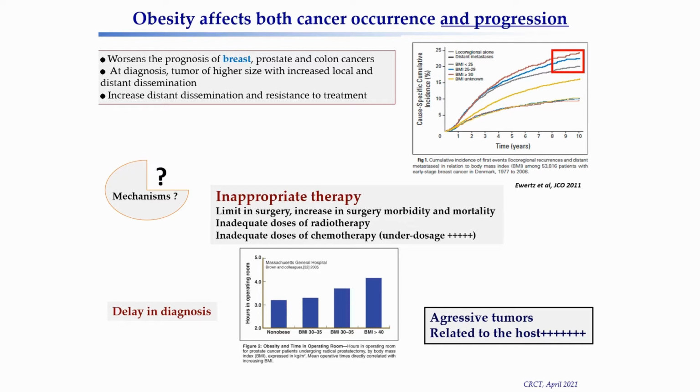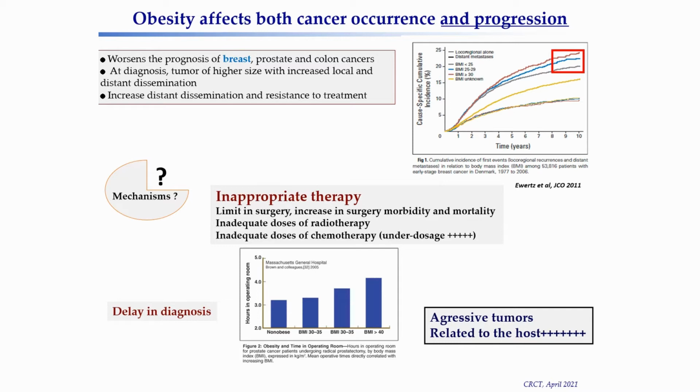But when you correct for these differences in tumor aggressiveness at diagnosis, you still see an increased distant dissemination and a resistance to treatment. For example, in this study performed in breast cancer, which includes more than 50,000 patients, the key message is that after 10 years you have an increase in distant metastasis, with a 50% increase in obese patients, which is highly significant, but no modification of local recurrence.